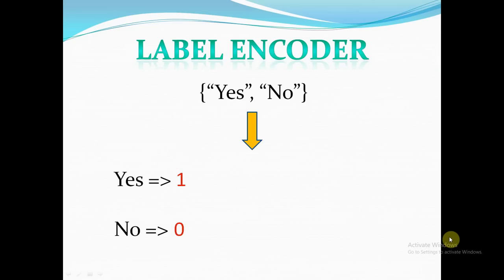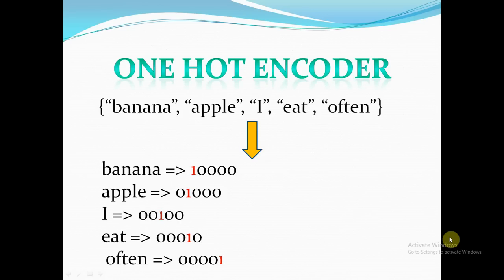If a column of a dataset contains only two categorical variables, yes or no, then yes can be represented as 1 and no can be represented as 0. If a column of a dataset contains more than two categorical variables such as banana, apple, I, eat, often, then each word is represented as shown below. In case of banana, it shows that number 1 indicates the presence of the element and 0 indicates its absence. Similarly, it is given for all the remaining words.